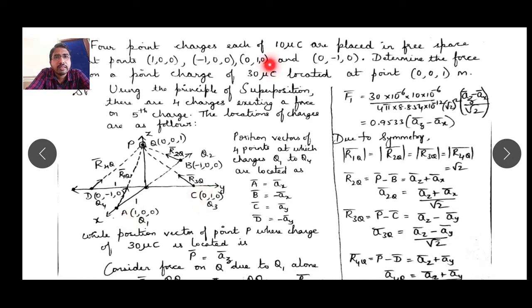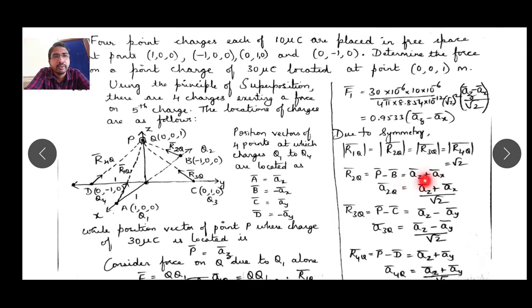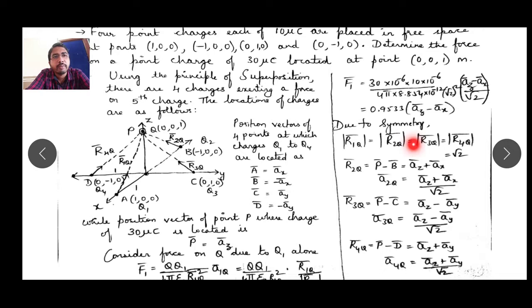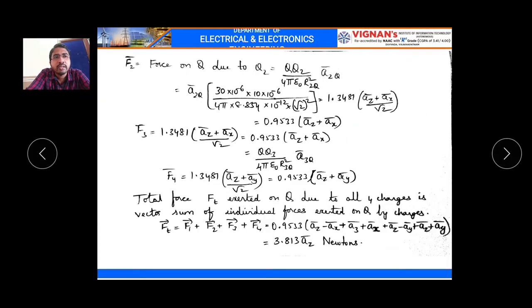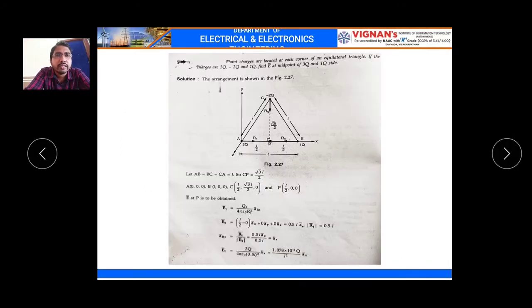Similarly, all the points are symmetrical, so all the distance vector magnitudes will be the same. So let us find those unit vectors by finding the distance vectors and their magnitudes. After finding them, find each individual force. F2 is the force on Q due to the second charge, then F3, F4. After finding all the forces, by the principle of superposition, the total force exerted is the sum of the individual forces. After adding, you will get the total force acting on charge Q due to the remaining 4 charges. This is the application of Coulomb's law problem. Next, take another example.